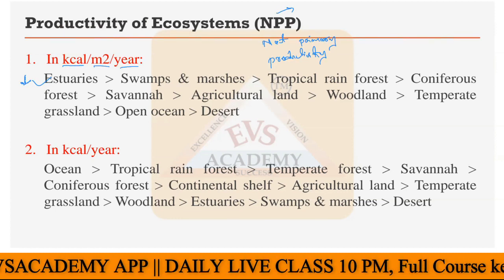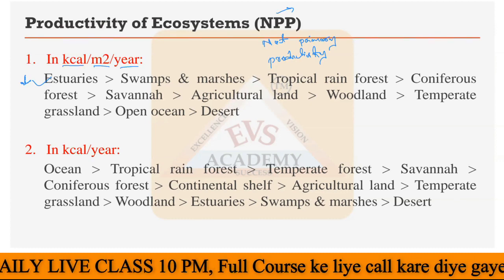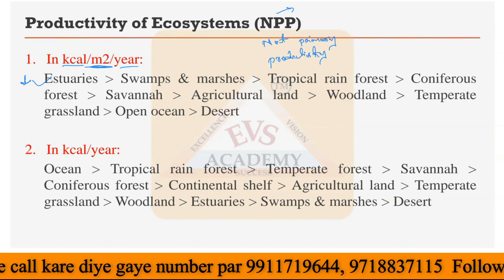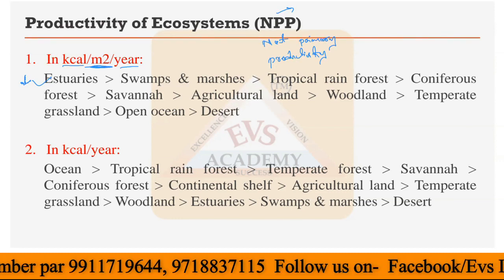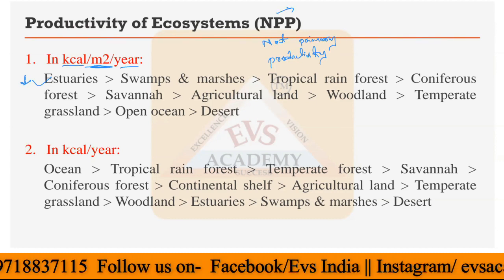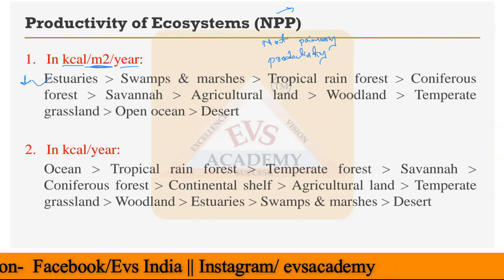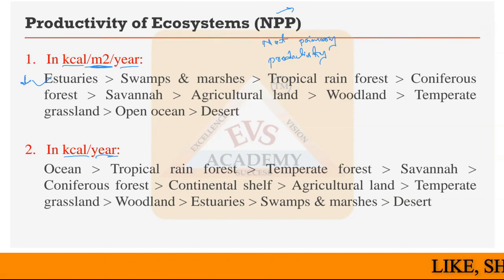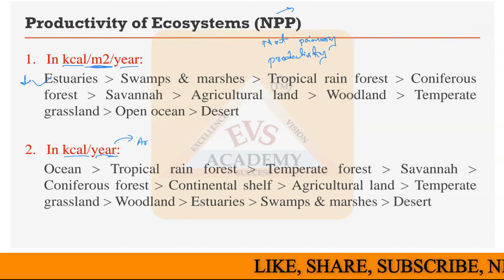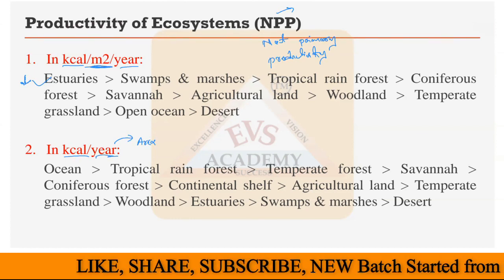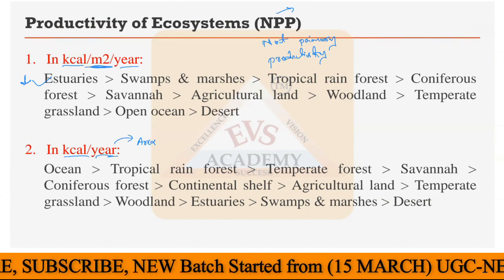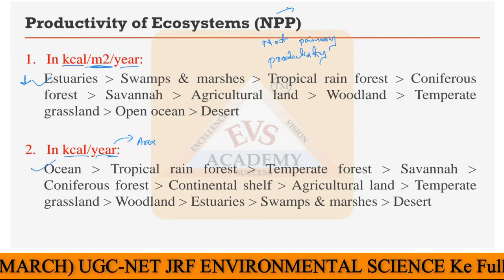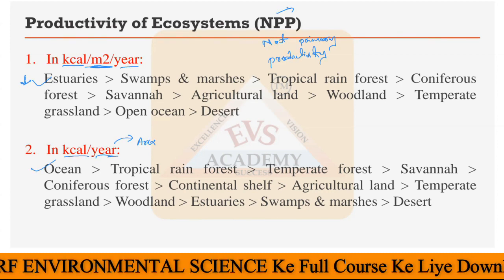But if you look at the productivity of the estuary per meter square, per unit area, then the productivity would be highest in the estuaries. So I hope this is clear. I have used two different units here. One is kilocalorie per meter square per year. Another one is kilocalorie per year. In kilocalorie per year, the area is very important, because the higher the area, the higher the kilocalorie productivity. That is very obvious. And because we have the highest amount of oceanic area, the highest productivity in kilocalorie per year would be of the ocean.